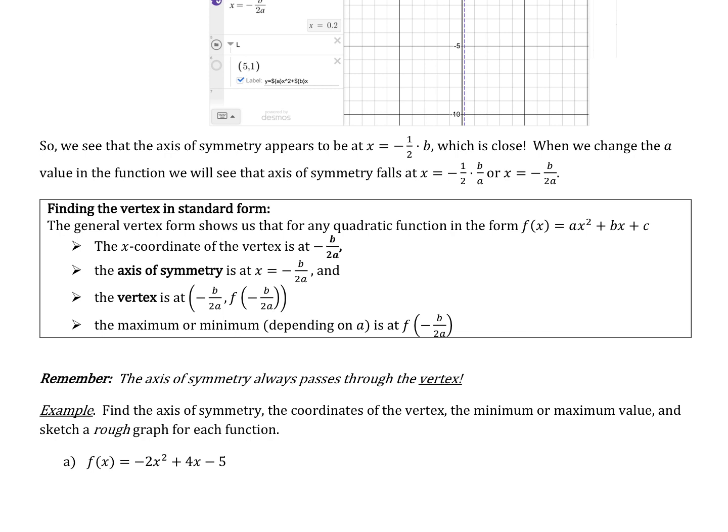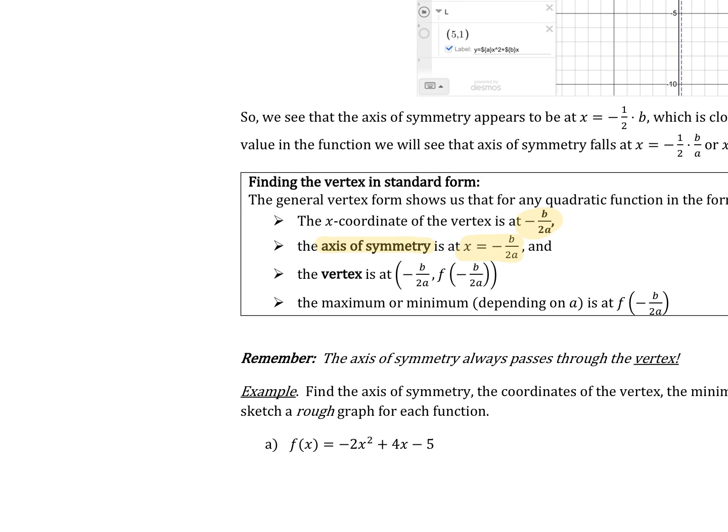So here's what we're going to do to find the vertex, which is an important point there. We need to, first of all, have our standard form equation. And we can find the x-coordinate of the vertex at negative b over 2a, because that's where the axis of symmetry is. The axis of symmetry is at x equals negative b over 2a. And then our process is going to be this.